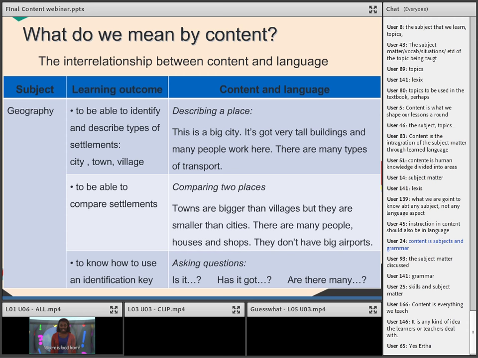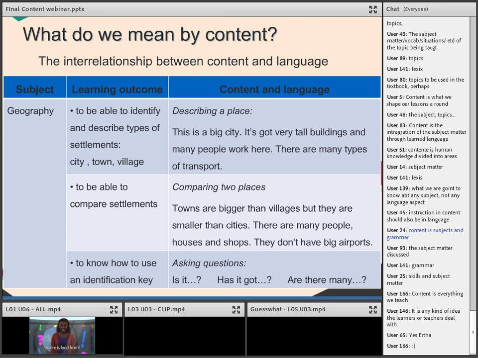Secondly, for these learning outcomes, pupils need to be able to compare types of settlements. Therefore, they need to communicate facts about settlements using comparative forms. Towns are bigger than villages, but they are smaller than cities. There are many people, houses, and shops. They don't have big airports.